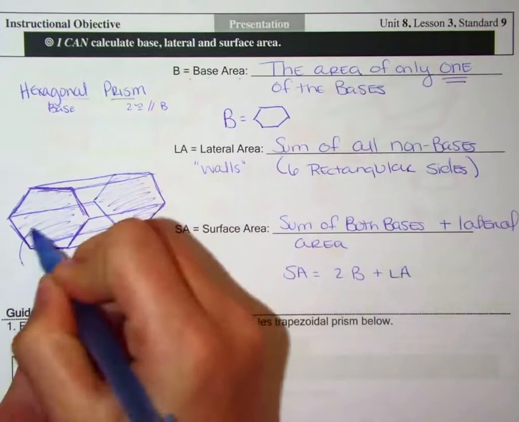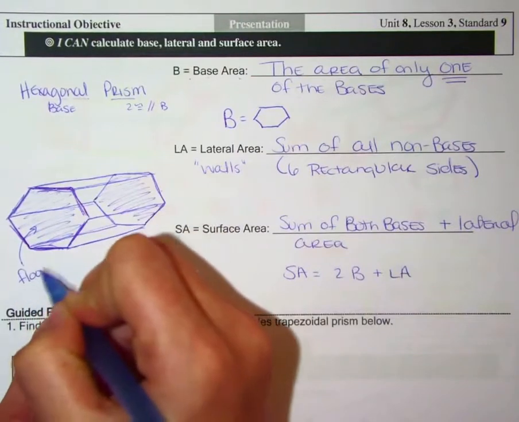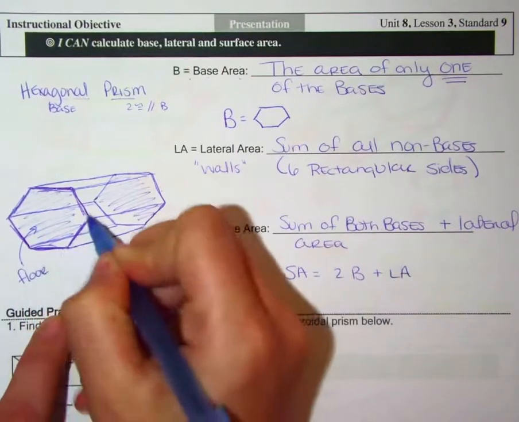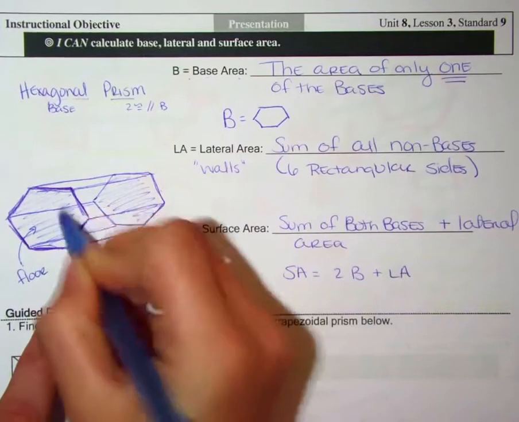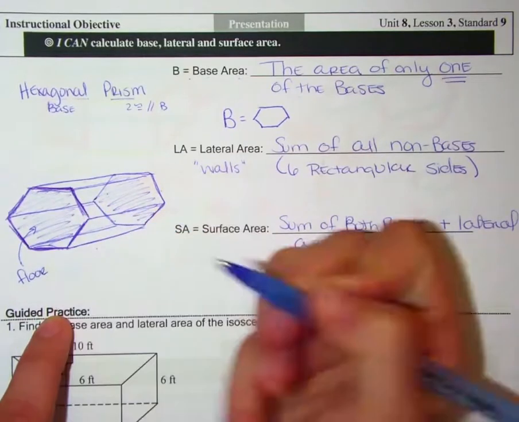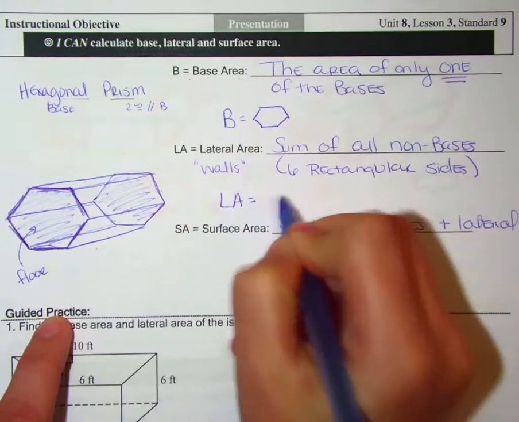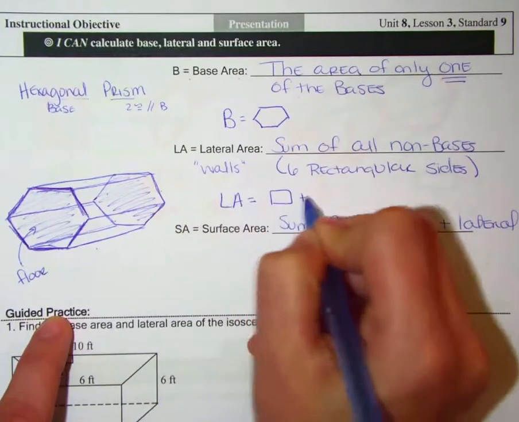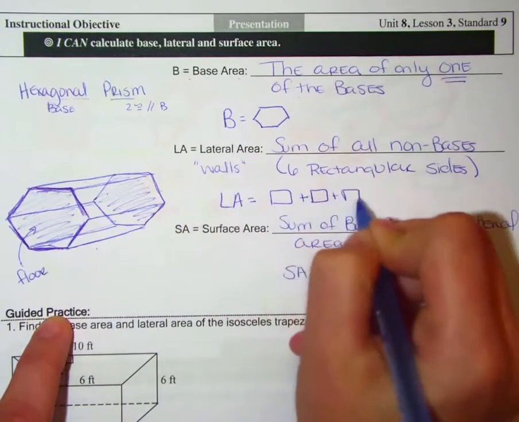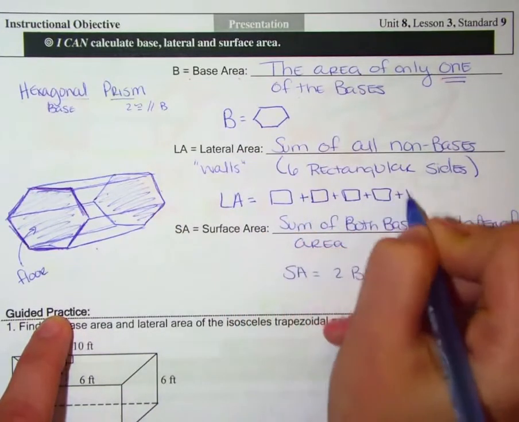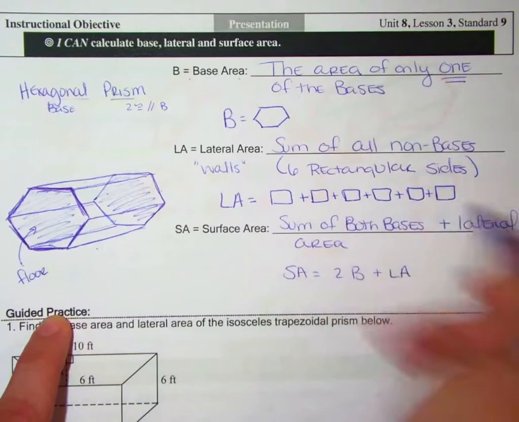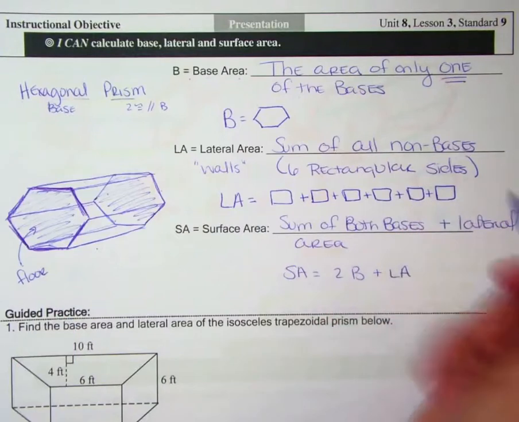Again, think of this, if this was the floor, right? The floor has 6 edges, which means that there has to be 6 walls off of those edges. So if we need to find lateral area, we're going to find the area of 1, 2, 3, 4, 5, 6 rectangles, and then we sum them together.